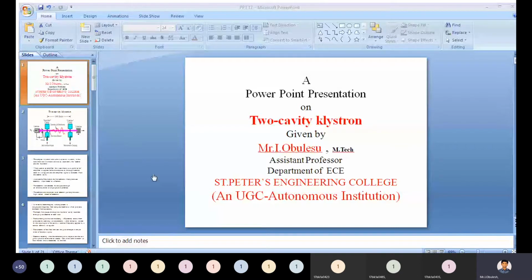In this tube, there are two microwave cavity resonators. Because of that, we call this a two cavity klystron. Those two microwave cavity resonators are the bouncer cavity resonator and the catcher cavity resonator.